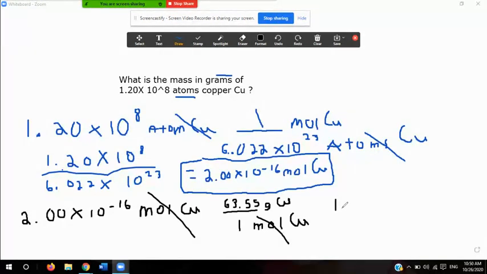So that's a really small number. 1.27 times 10 to the power of negative 14 grams.